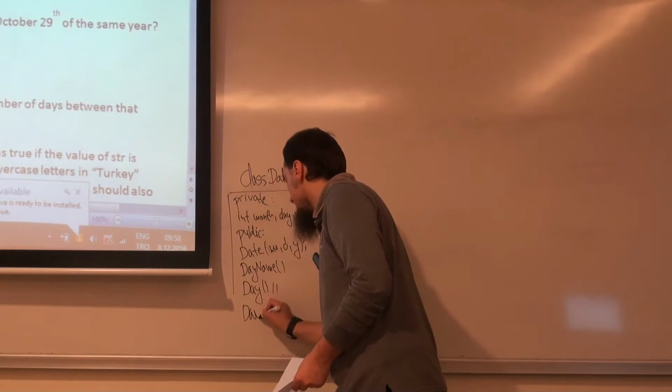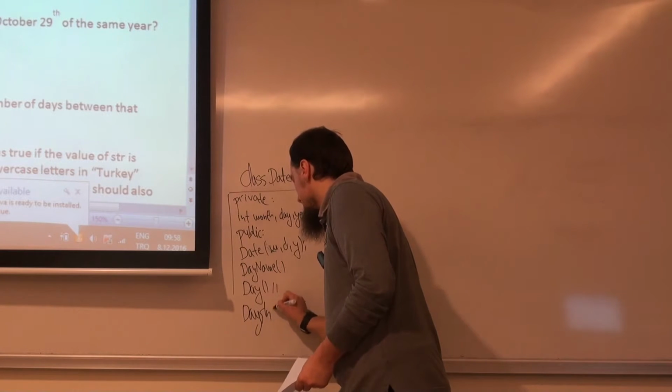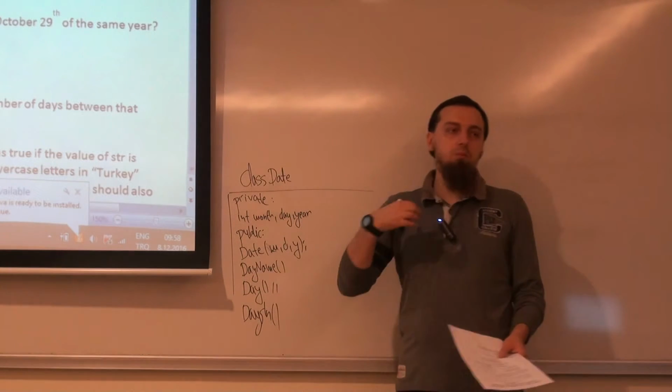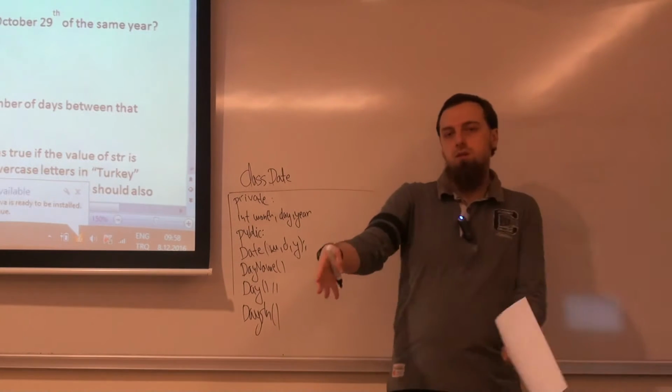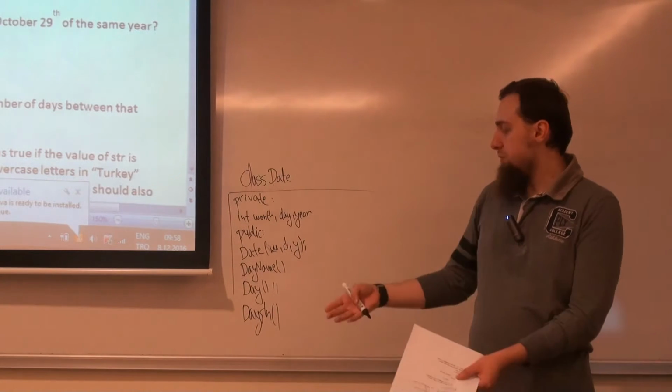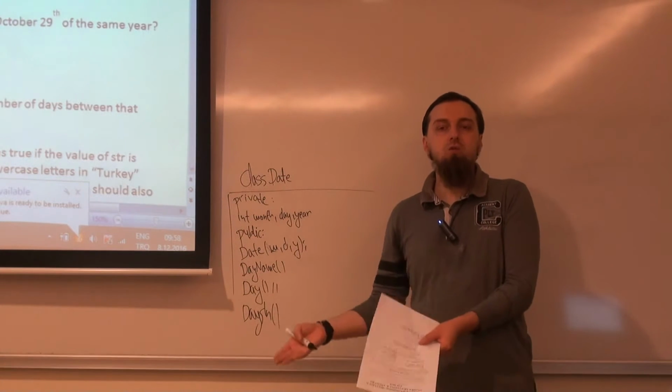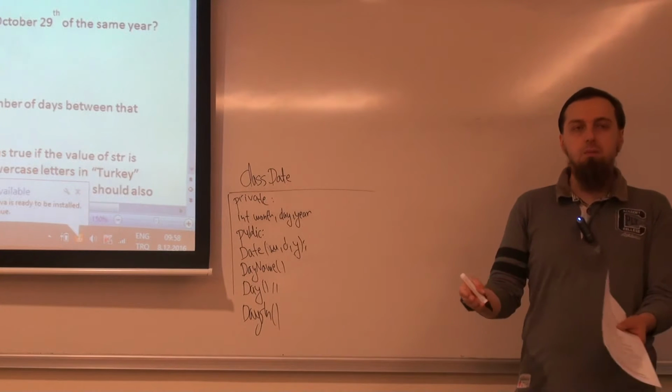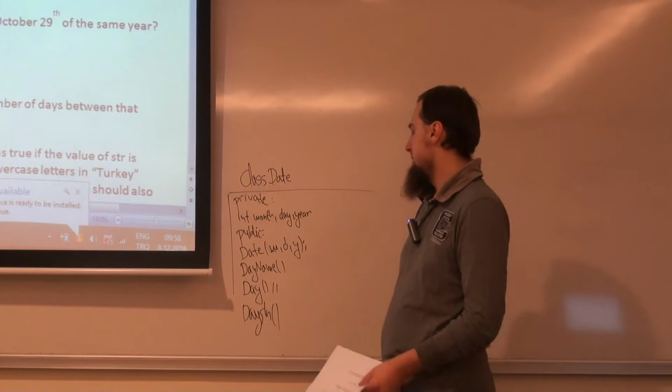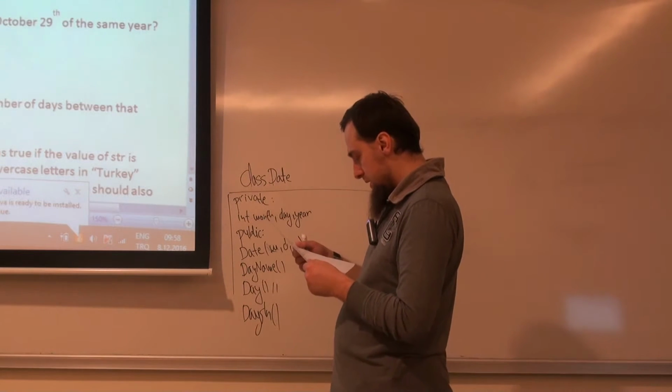Days in returns the number of days in the month that we are currently living. For instance, if it's 12, it's going to return 31. This is December, the 12th month has 31 days. What else do we need?